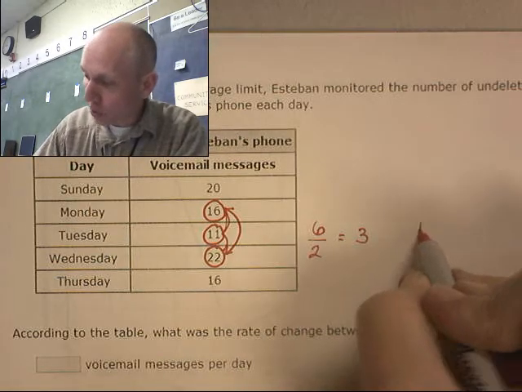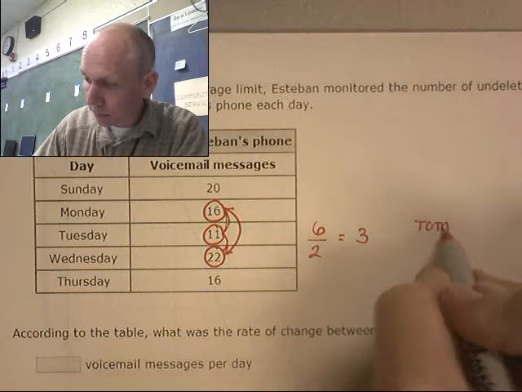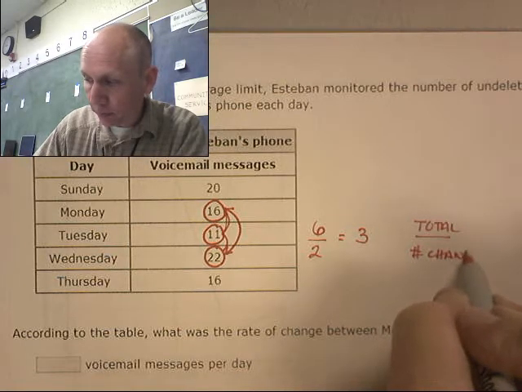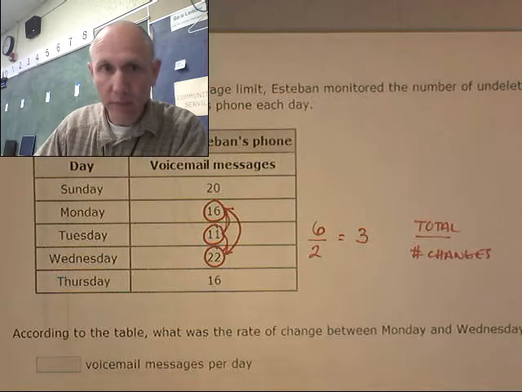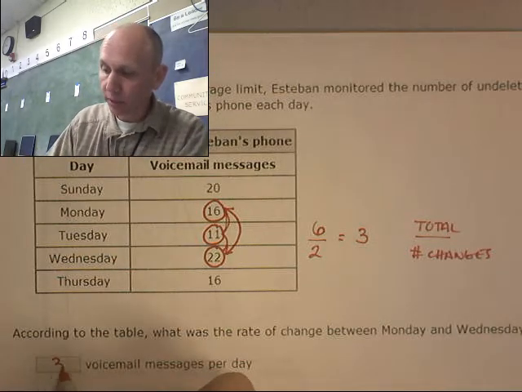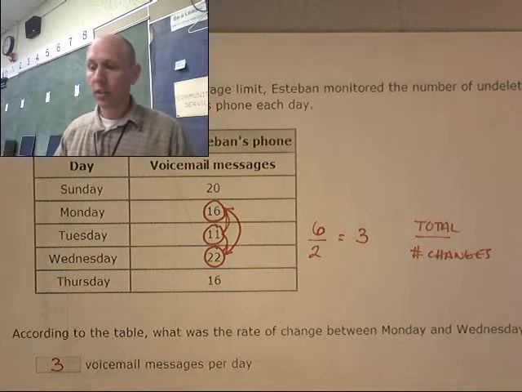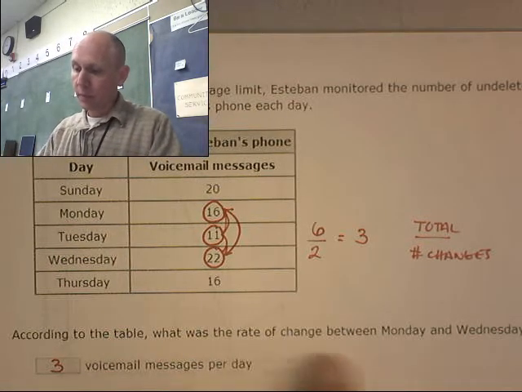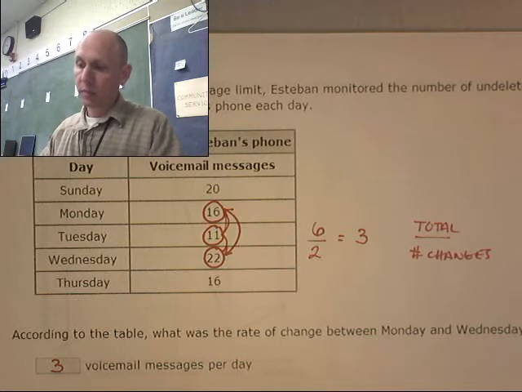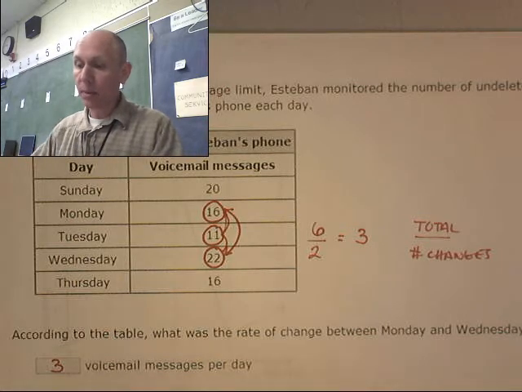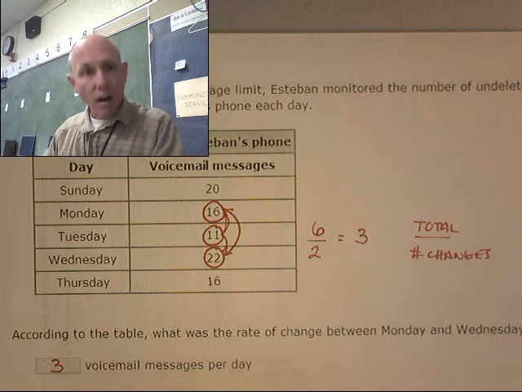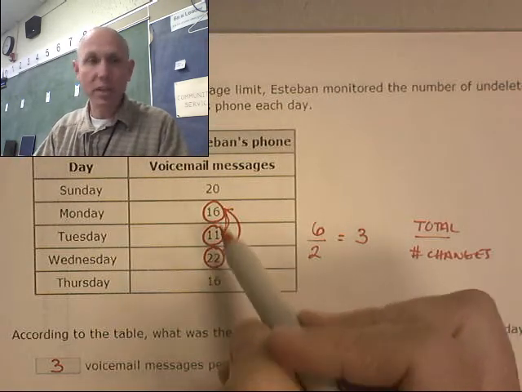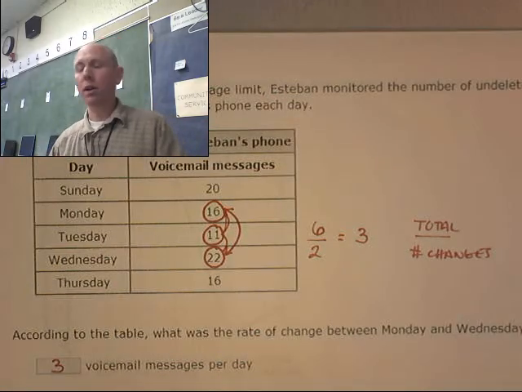So this is the total change divided by the number of changes. And that gives us 3. 3 voicemail messages per day. So he was going up by 3 per day on average, right? He didn't really go up by 3 each day, but from there to there, it looked like he went up by 3.